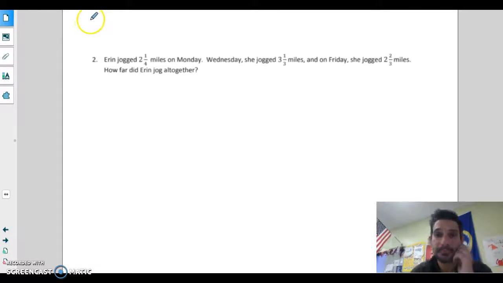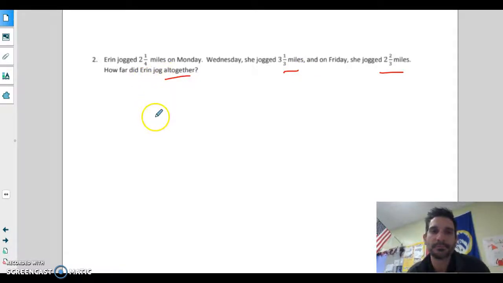Okay. So Erin jogged 2 1/4 miles on Monday. Wednesday she jogged this, and Friday she jogged that. How many miles did she jog altogether? So I'm going to do 2 1/4, 3 1/3, and 2 2/3. The whole numbers are 2, 3, and 2.